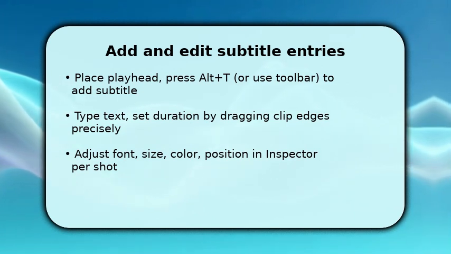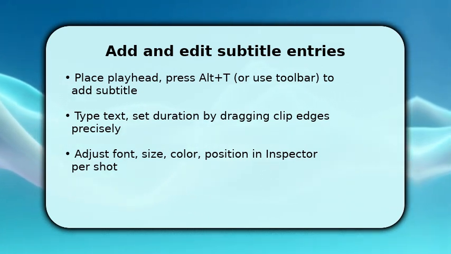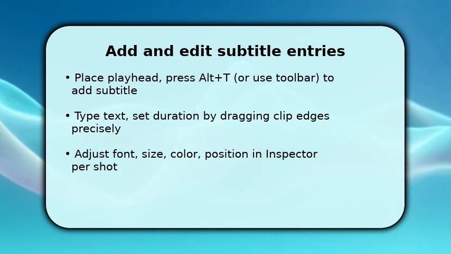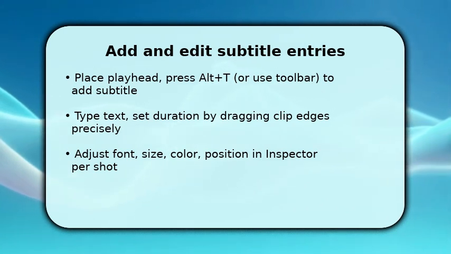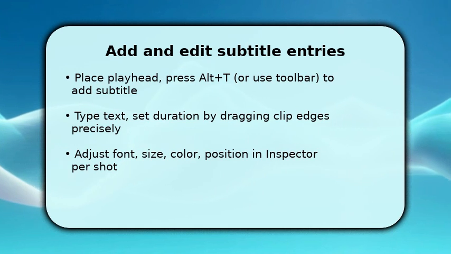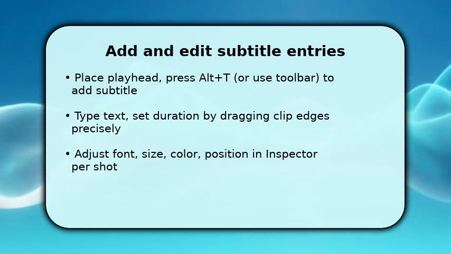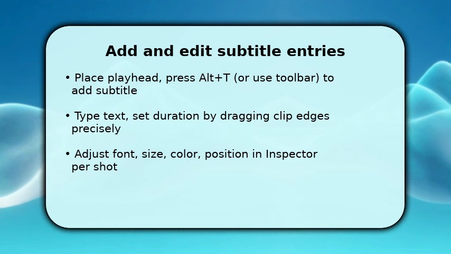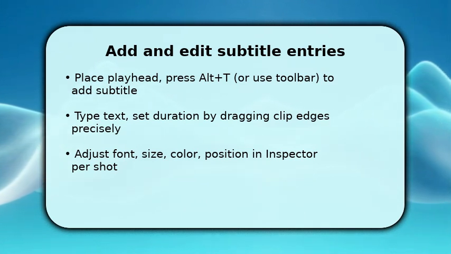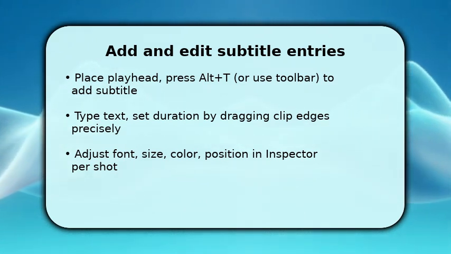Once created, drag the subtitle clip edges to match the spoken phrase. Zoom the timeline for frame-accurate trims because small shifts change meaning. Then open Inspector to set font, size, color, and vertical position so text clears important visuals. After adjusting one, copy formatting to others with the style drop-down or paste attributes to save time and keep consistency.